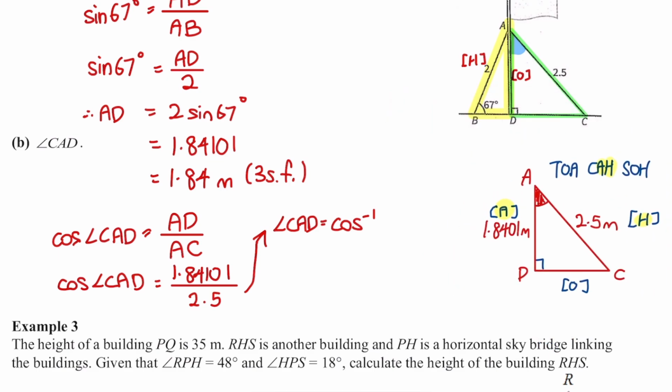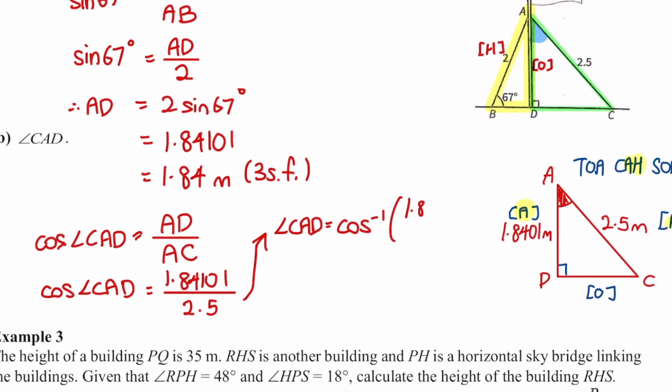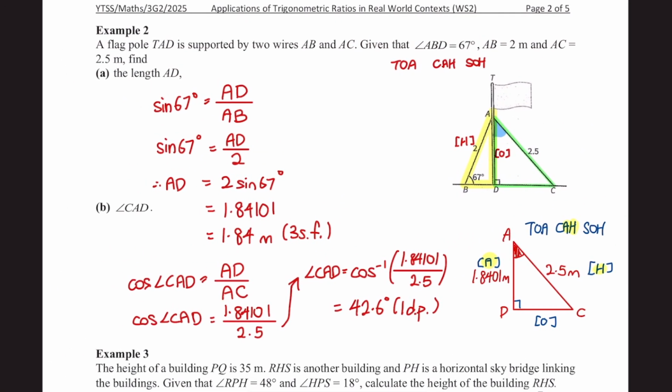Okay, so over here, cosine inverse of 1.84101 over 2.5. Okay, so therefore press this in your calculator. Make sure this is a cosine inverse. Your answer to this should be angle, 1 dp precision, 42.6 degrees, rounded off to 1 dp. Okay, and this is for example number 2.